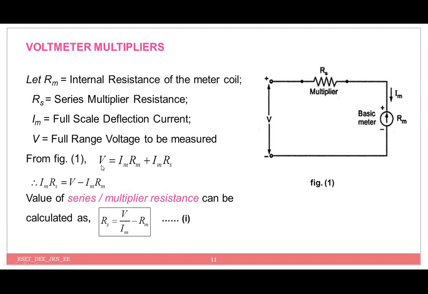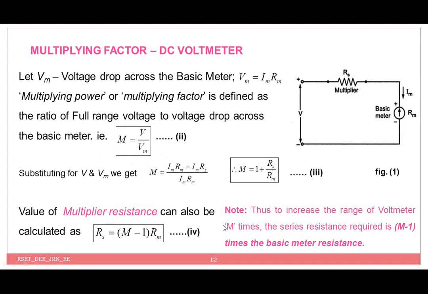So from figure 1, applying KVL, I can write V is equal to ImRm plus ImRs. Rewriting this, you get V minus ImRm, from which the value of the series or multiplier resistance can be calculated. On simplifying, you will get V minus ImRm divided by Im. So you will get Rs is equal to V by Im minus Rm. This is one expression. We'll have another expression also.